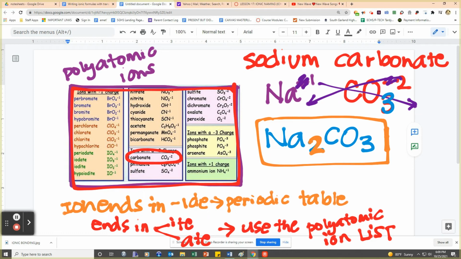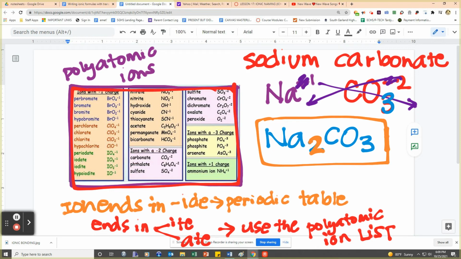Okay, so again, one more time. If the name of the ion ends in IDE, you have to look through the periodic table. If it ends in ITE and ATE, you look in the list. Of course, there's an exemption to the rule. Which are exempted in this rule? Well, there's two of them.